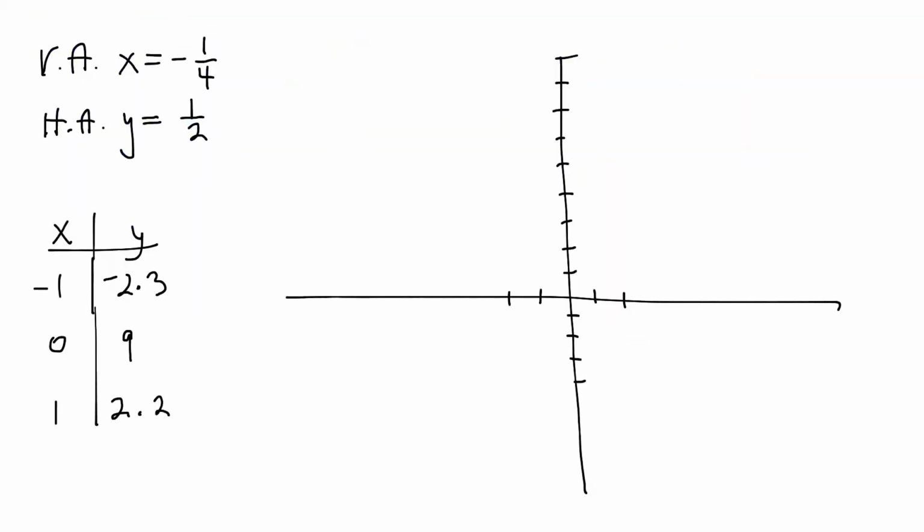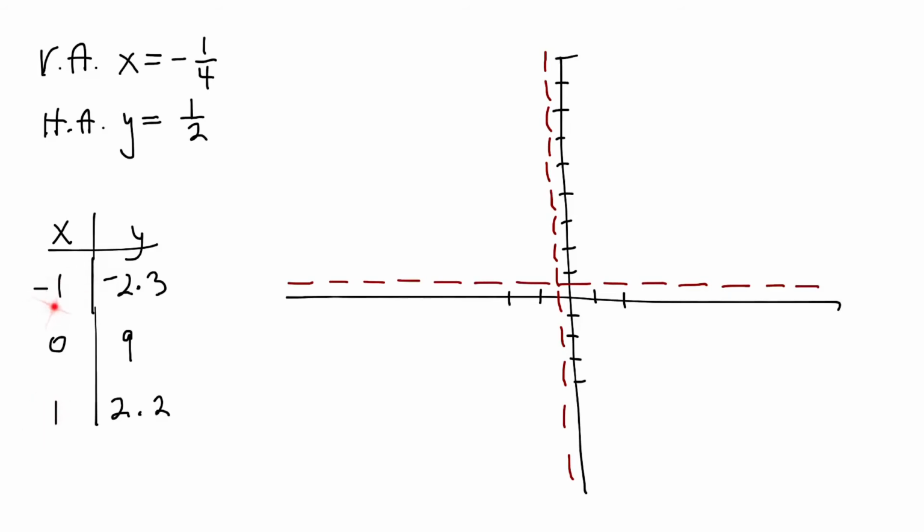So I know that my vertical asymptote is negative 1/4, and my horizontal asymptote is y is equal to 1/2. So I'm going to sketch those in using dotted lines. So there's my asymptotes. Now I picked a few points, easy points here, so I could get some dots on my graph to get it more accurately drawn.